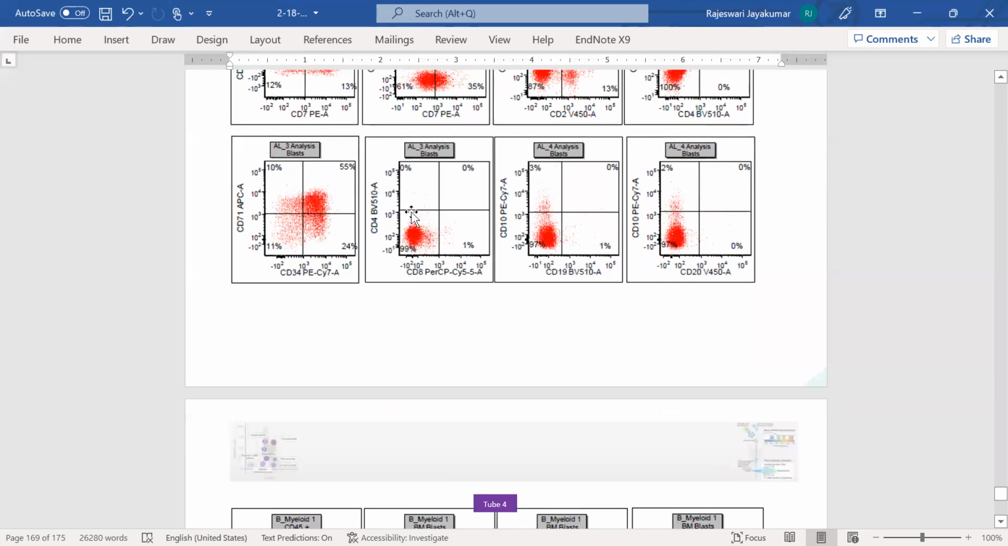And all the blasts are negative for CD8, and they're negative for the B cell markers CD19, CD10, and CD20. This mild spray of cells doesn't look real, but anyways, they don't express CD19, so we don't have to worry about them.